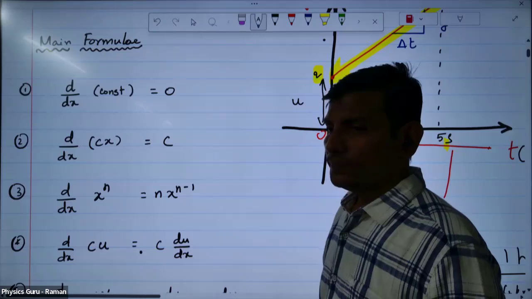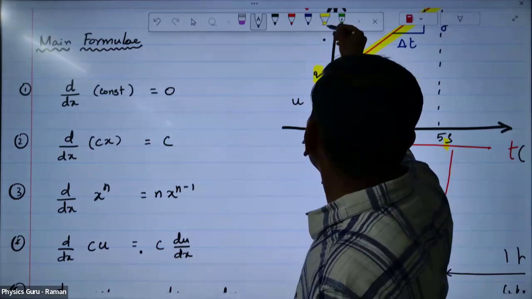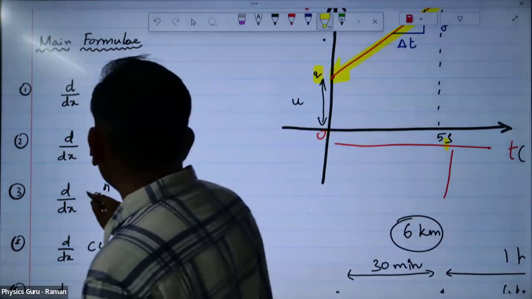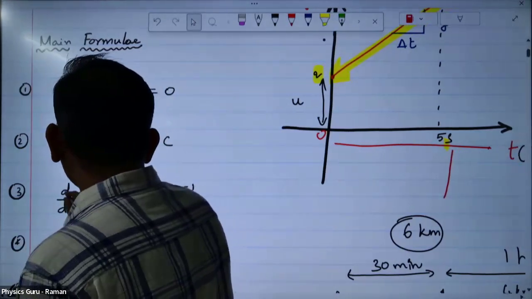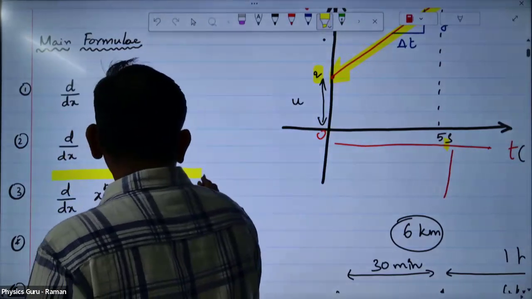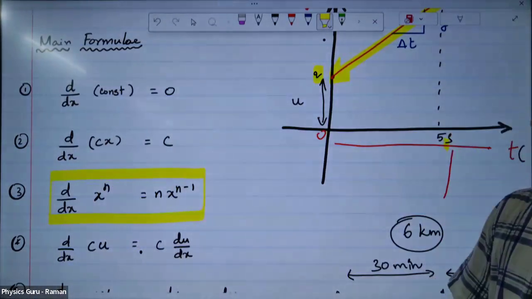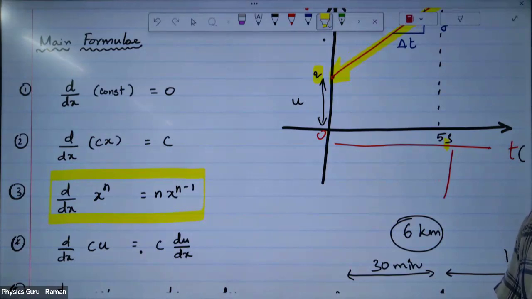Okay? Just note down the formula. And this is most important of all. This formula, it's the most important formula of all. Okay?